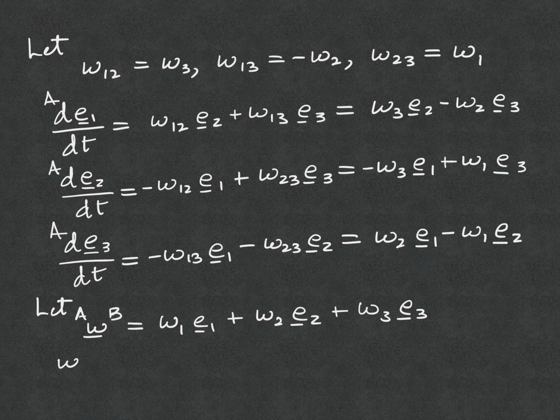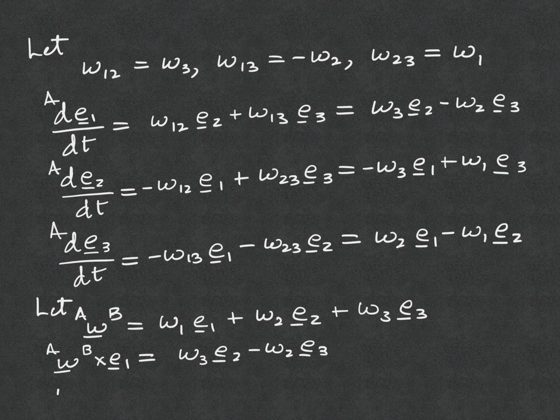So omega BA crossed with E1 is equal to, well, what do I get? I've got omega 1 E1 plus omega 2 E2 plus omega 3 E3 crossed with E1. E1 crossed with E1 is 0. E2 crossed with E1 is minus E3. And E3 crossed with E1 is E2. So I get omega 3 E2 minus omega 2 E3.